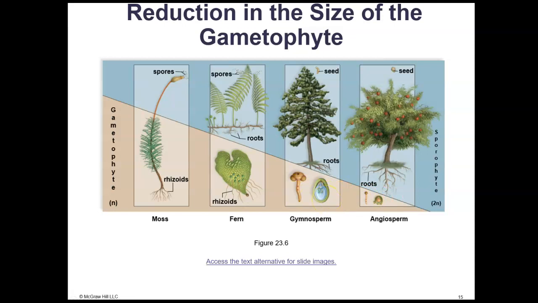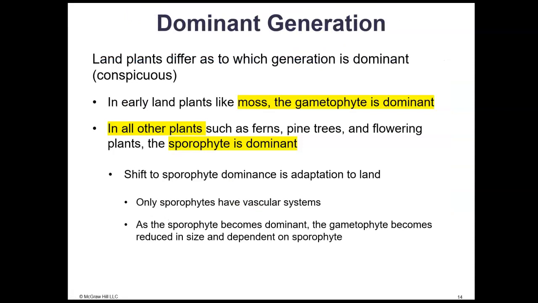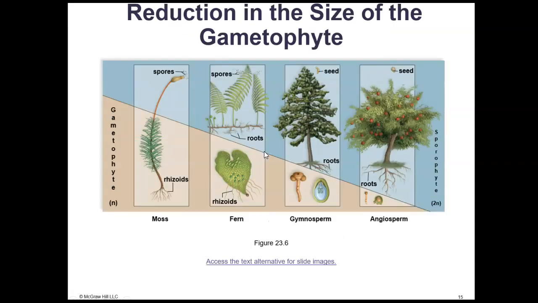But the dominant generation is going to be important to know. The dominant generation in mosses, or bryophytes, is the gametophyte. In all the other plants, the sporophyte is dominant. That's very important for you to remember. The gametophyte is the dominant structure in the moss plant and all of the bryophytes, and in all the other groups of plants that we study, the sporophyte is dominant. So that's not that hard to remember.